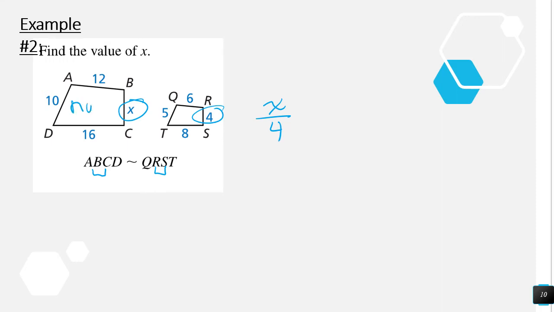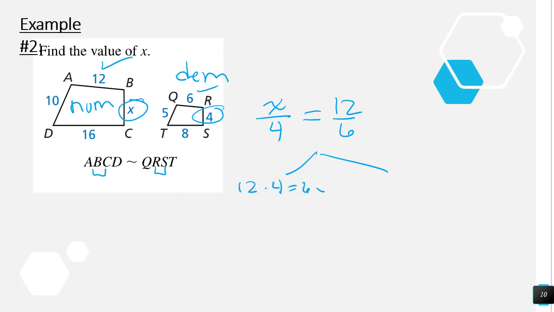I put this figure in my numerator, which means this figure here has to go in my denominator. So you can pick a set of numbers. I think I'll pick 12 and 6, so this equals 12 over 6. I see this as two options. You can multiply 12 times 4 equals 6x, or sometimes I think it's way helpful to go ahead and reduce this to 2 over 1, because now you're using smaller numbers. Either way you go, here if you cross multiply, you get x equals 8.